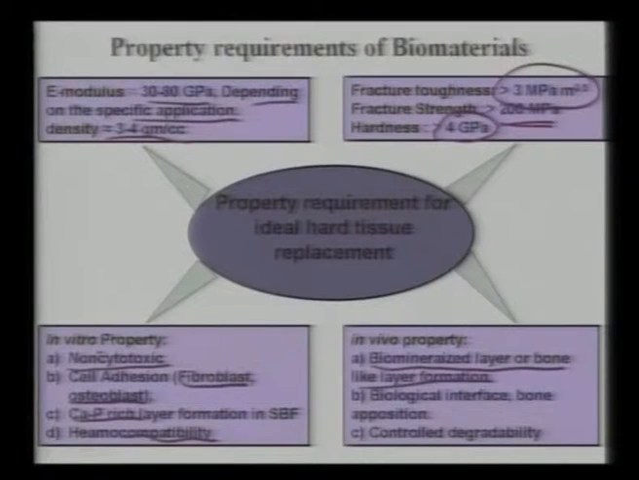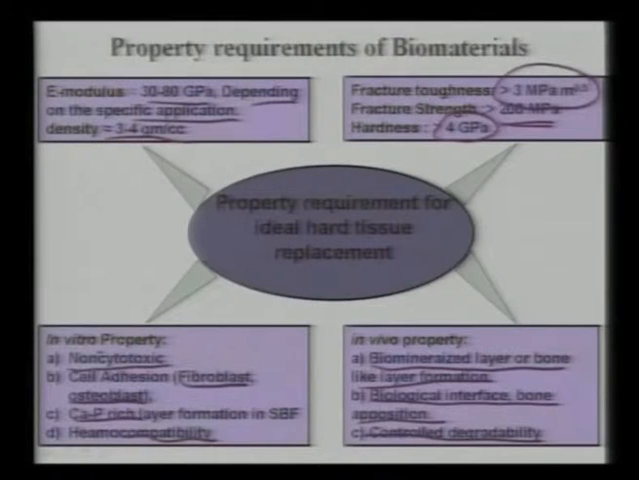In vivo property means it should have a biomineralized layer or bone-like layer formation. It should have a biological interface or bone apposition, and it should have controlled degradability. I will show you later that when you implant a biomaterial inside the human body, it should have good bone formation, or neobone. Neobone means a new type of bone which did not exist before you put the implant in the human body. If this neobone is formed, then it should have good in vivo biocompatibility. So this is an overall view of the different property requirements of the biomaterial.